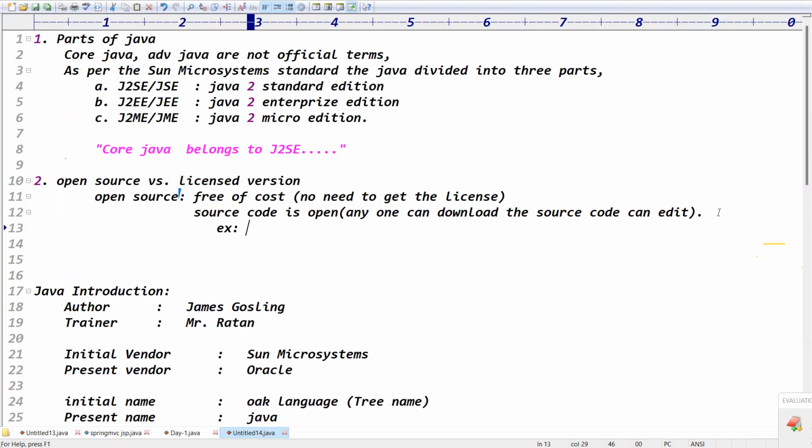Exactly. Source code is open, right? Anyone can download the source code and can edit the source code. Believe it or not, JDBC is open source.